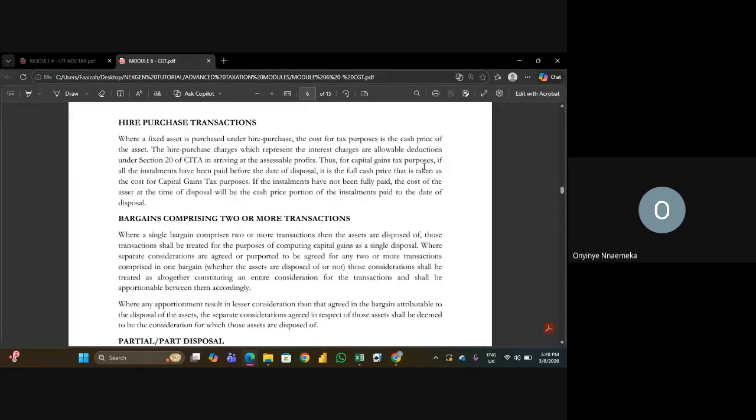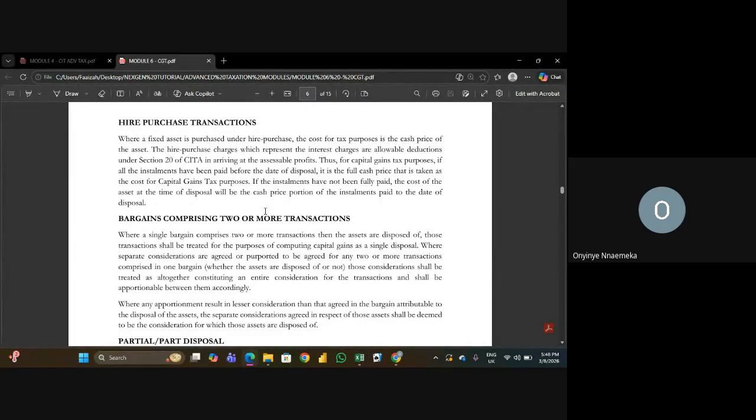Thus, for capital gain tax purpose, if all installments have been paid before the date of disposal, it is the full cash price that is taken as cost for capital gain purpose. If installments have not been fully paid, the cost of the asset at the time of disposal will be the cash price portion of the installment paid to the date of the disposal. This thing is explanatory, but let me repeat it. Number one, when you sold that asset, you have paid all your hire purchase money. You have paid everything. It means that the cost of the asset will be the actual cost, that is the cash price cost of the asset.